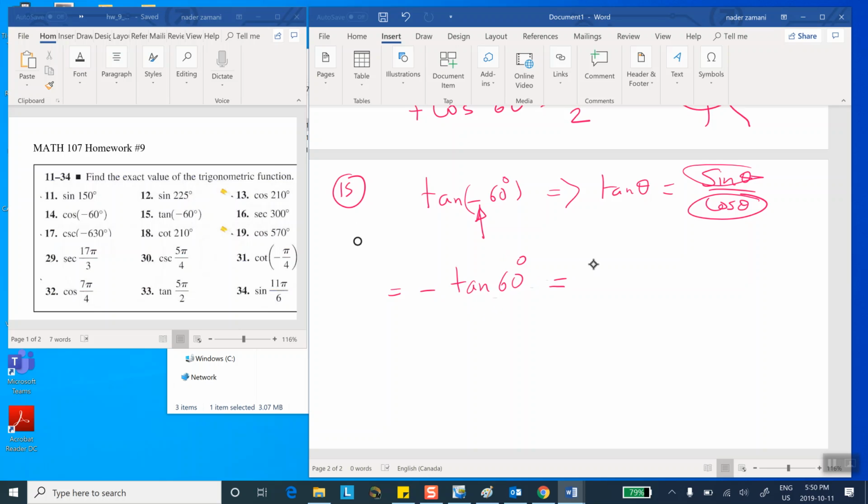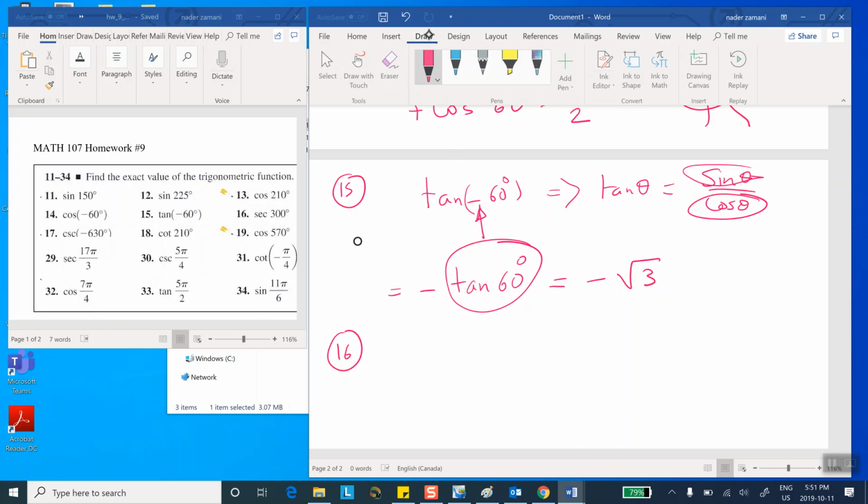And of course, tangent of 60, if you look it up, these are those angles that you should have memorized. You should be memorizing. The tangent of 60 degrees is root 3. Okay. Number 16. Let me use a different color here.